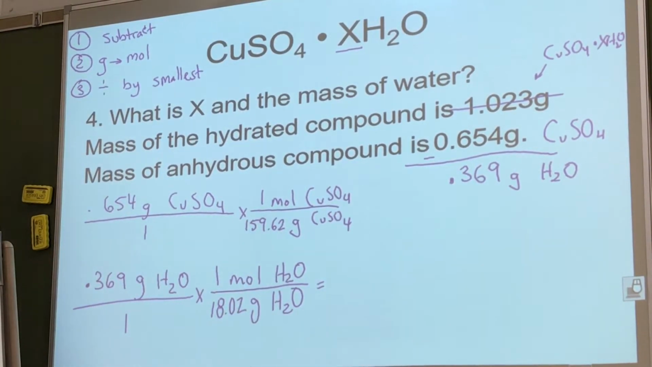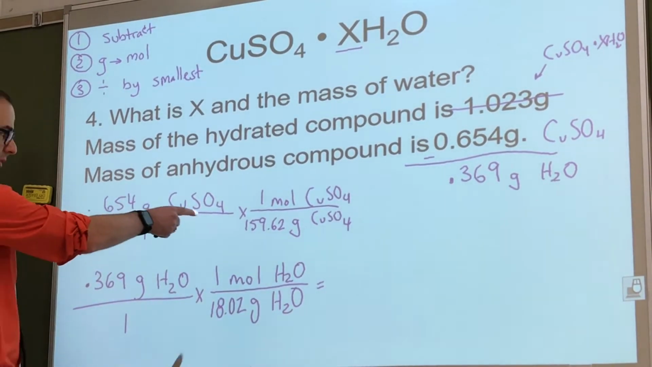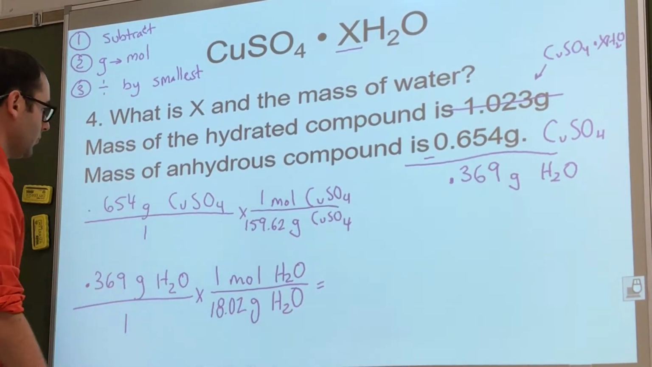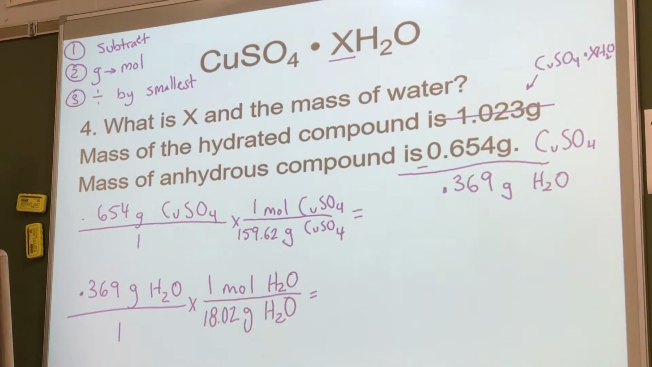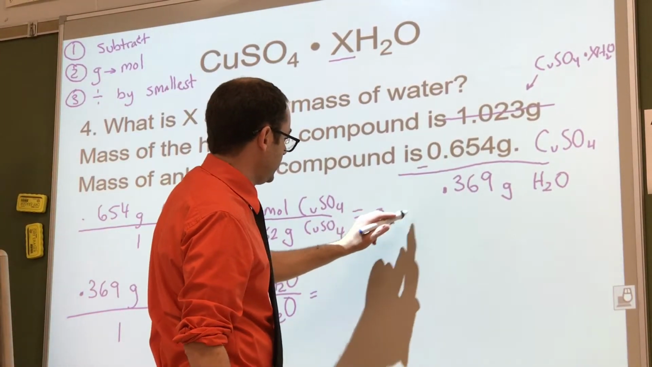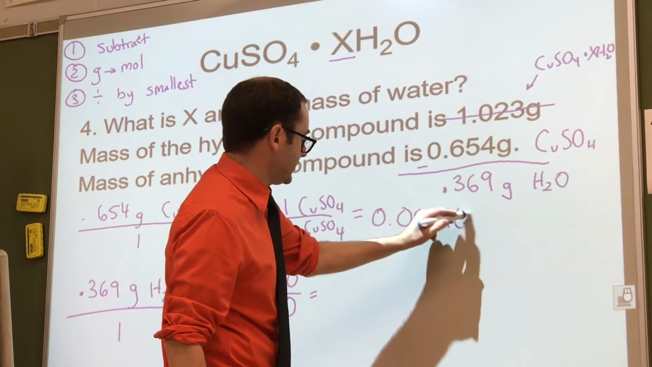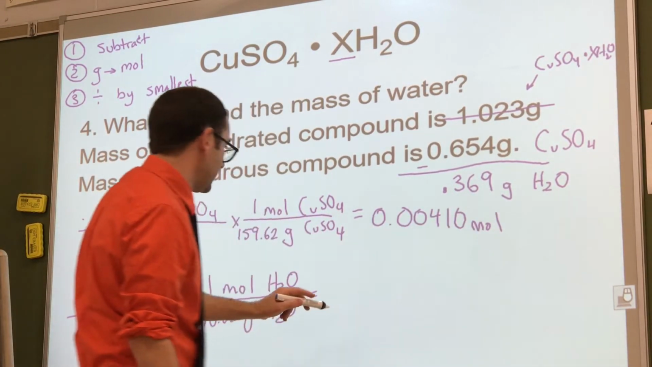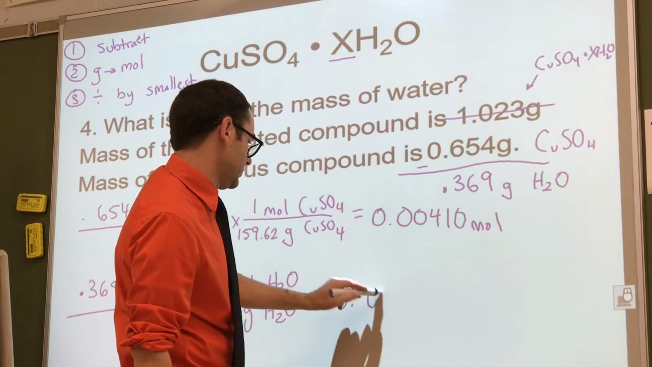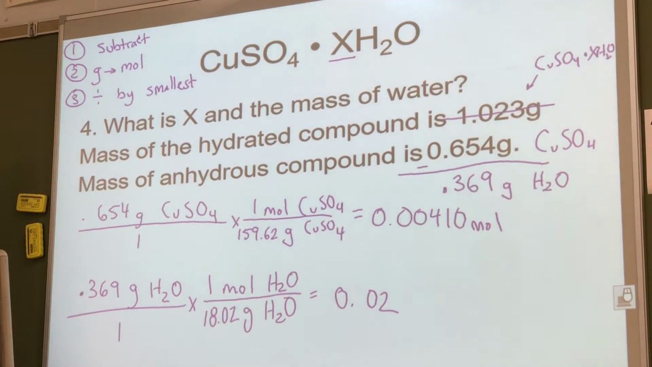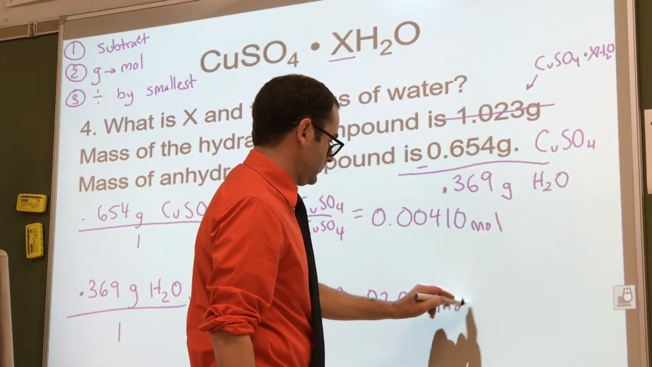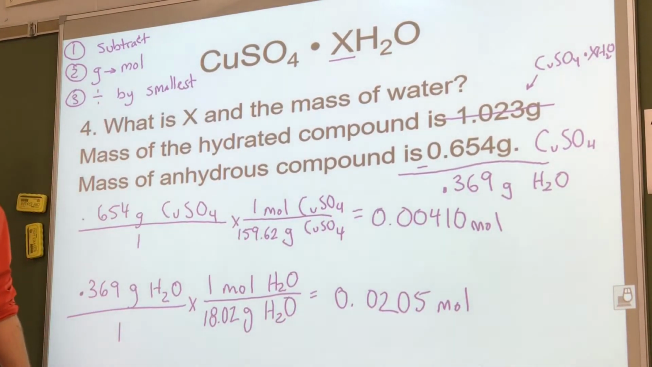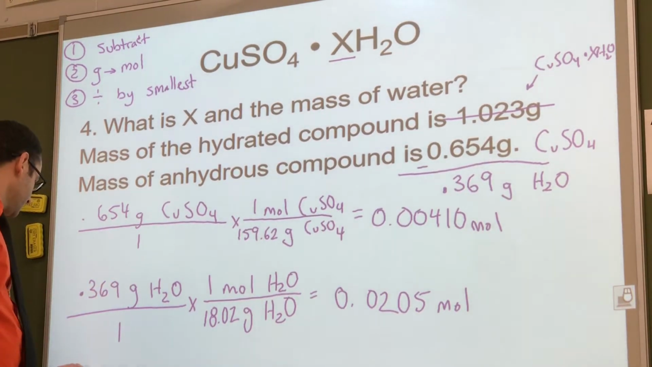All right, so the molecular mass of the copper 2 sulfate is 159.62, and the water is, once we do the math, we'll get the number of moles for copper 2 sulfate is 0.00410, and then down here we'll have 0.0205. Okay, did you guys get that? Yeah? Okay, what's our next step?